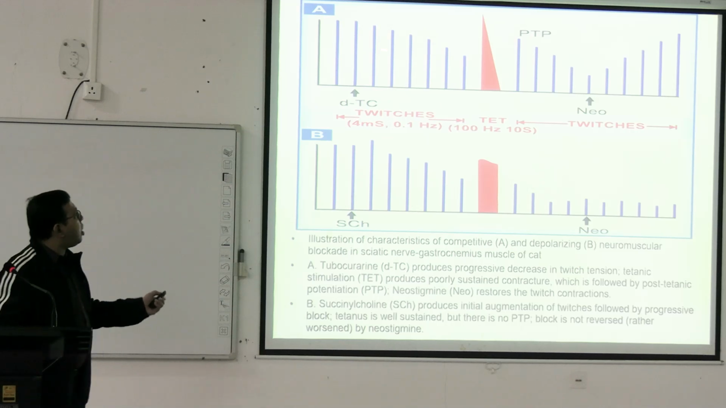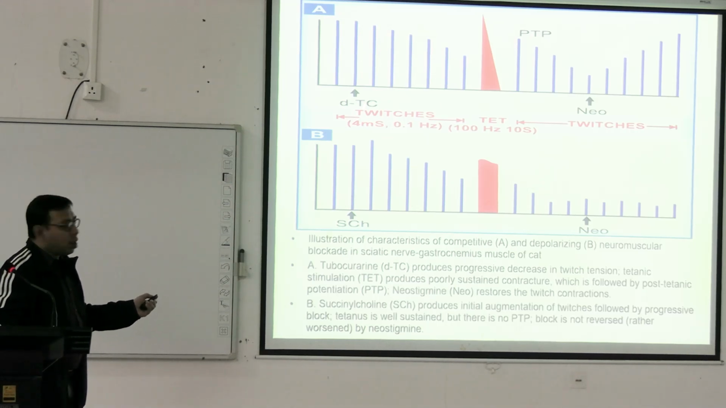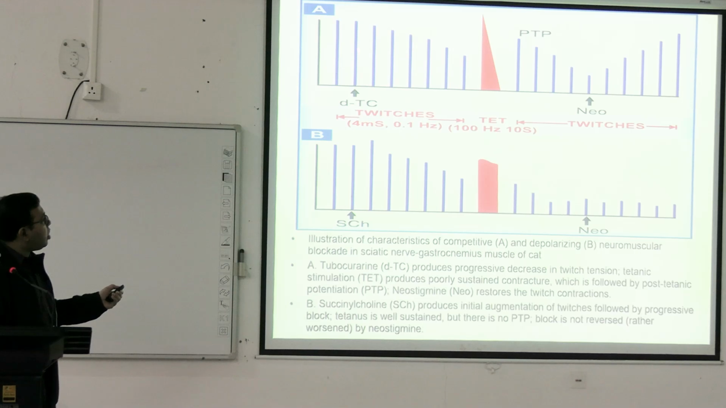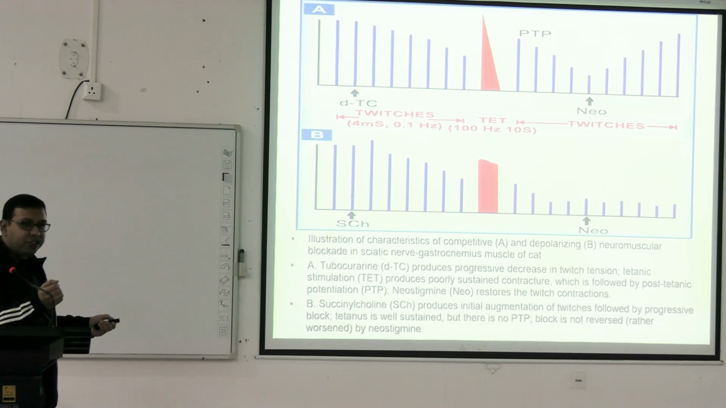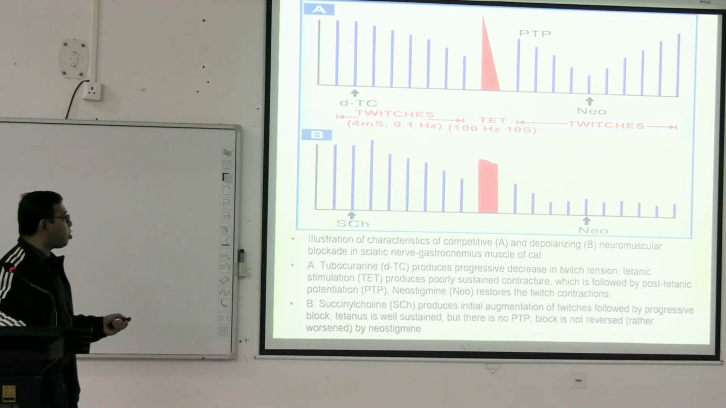You can see these are the muscle action potentials. d-tubocurarine is a competitive neuromuscular blocker. When we use d-tubocurarine, you can see a progressive decrease in the twitch response. Twitch response means the muscle contraction response.